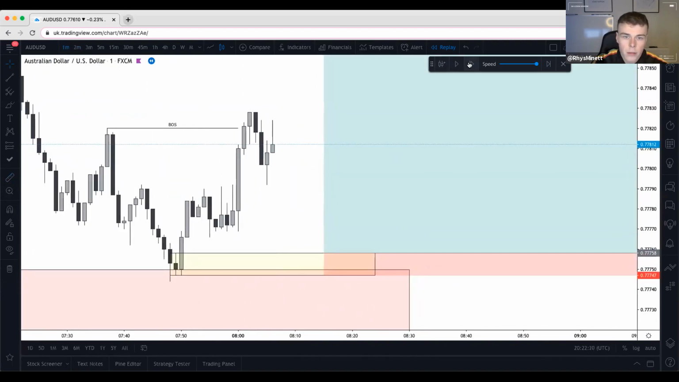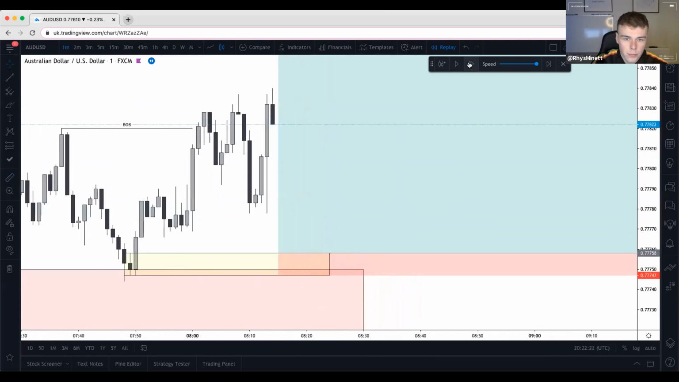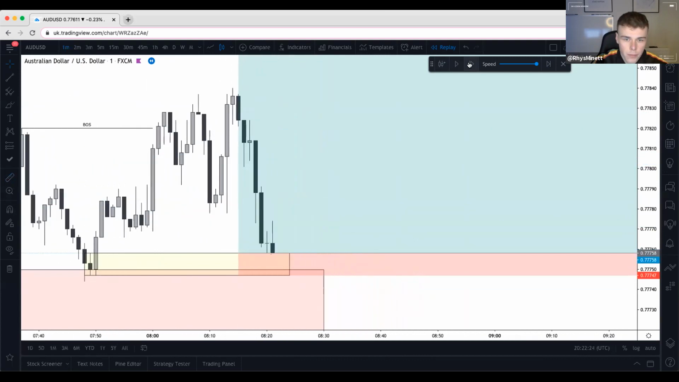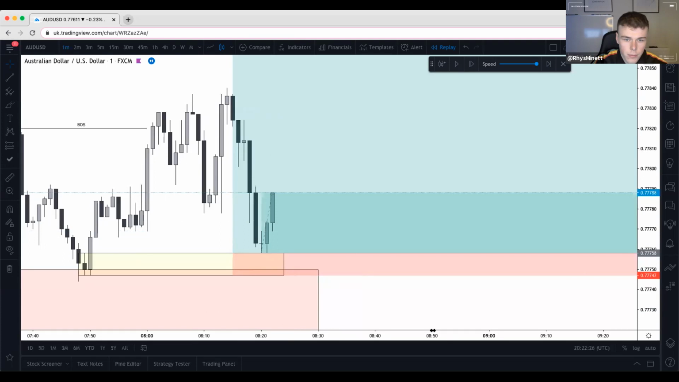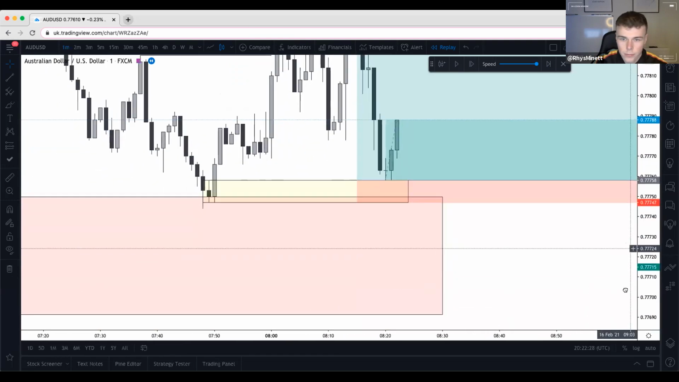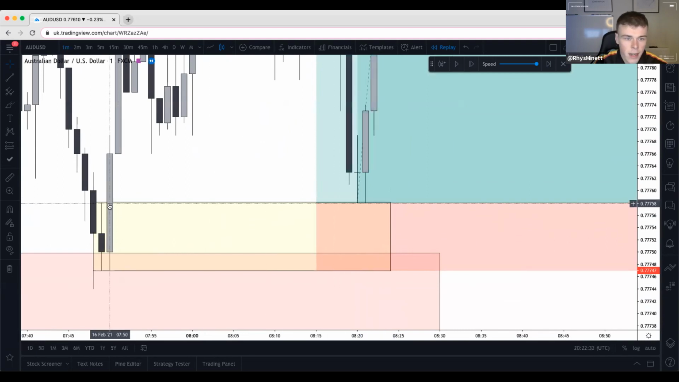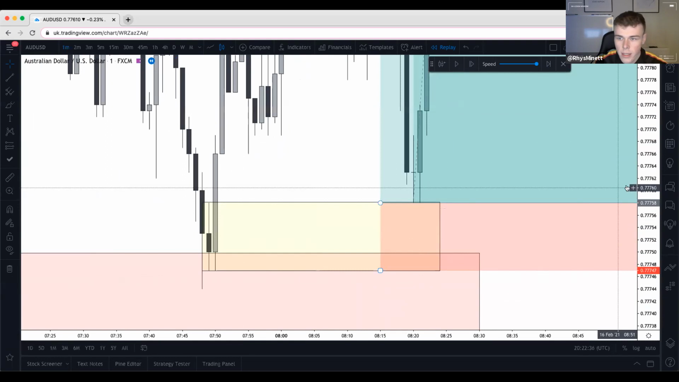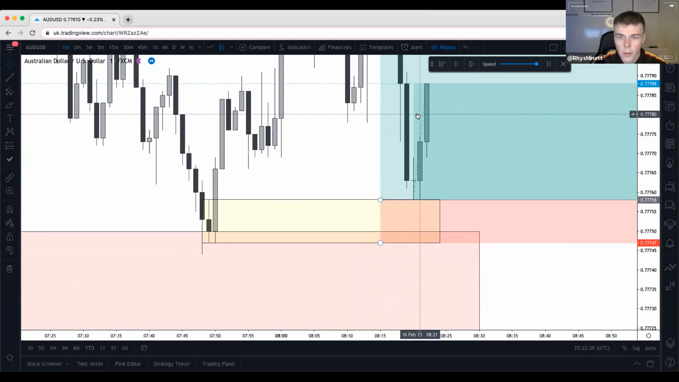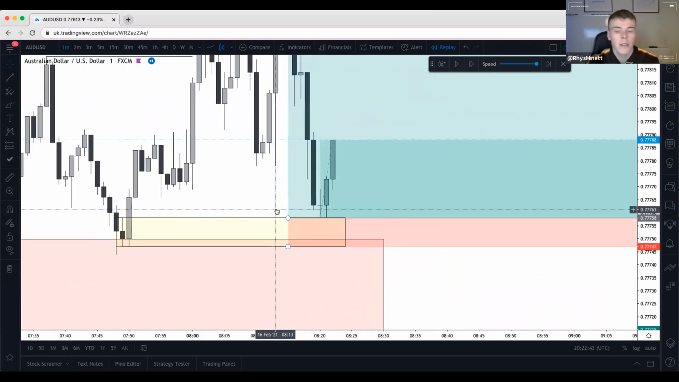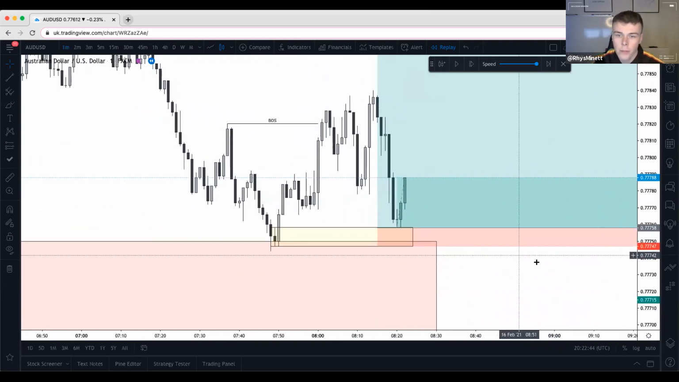Let's see what we got. Okay, cool. Can you see that? It has come in and filled this. You can see this line on the box. That means it's entered. That's hit the entry, and then gone from there.